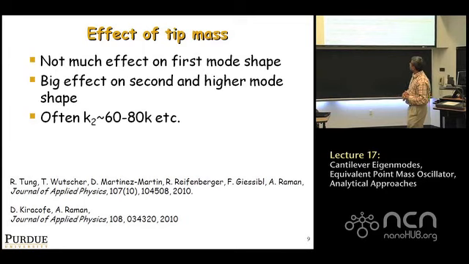The key thing is that when you have a tip mass, the spring constant of the second mode is not 40 times that of the static spring constant. It comes out to somewhere between 60 to 80 times because of this effect of the tip, okay? And all AFM cantilevers have a tip. Otherwise, it's not a probe, right? So in reality, the spring constant of the second mode is often between 60 to 80 times that of the first, not the 40 that the simple theory without tip mass would suggest. Okay?